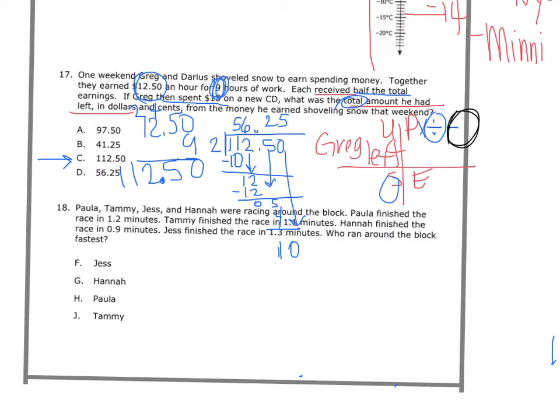Okay, we're subtracting because he bought something. I wish you could buy money. I wish I could go buy $20 for just $1. Wouldn't that be awesome?